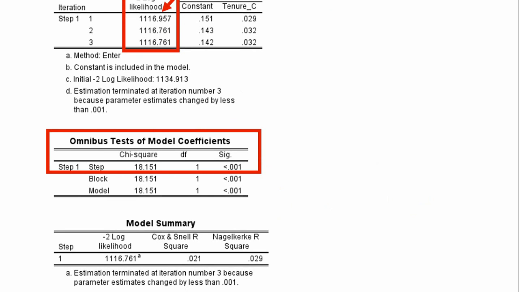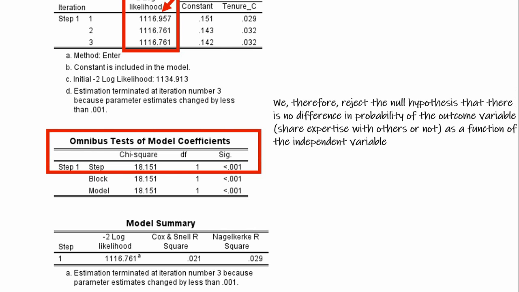We see that the chi-square 18.151 is significant at the p-value being less than, well, in this case, way less than 0.05, isn't it? So we therefore reject the null hypothesis that there is no difference in probability of the outcome variable as a function of the independent variable, which is tenure in our example.